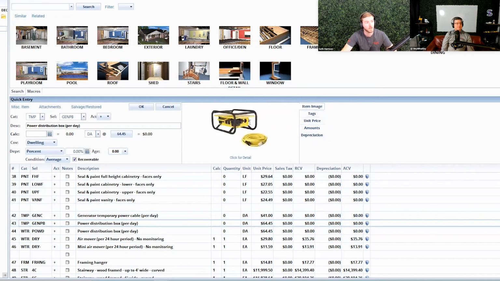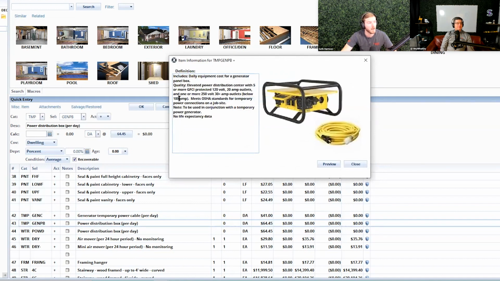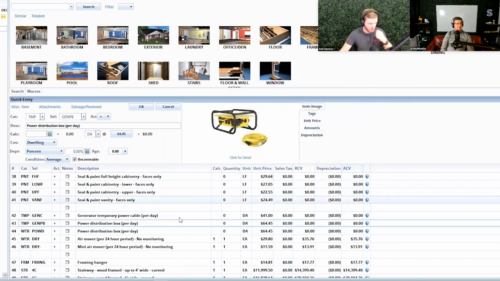This was the existing line items around power distribution box and generator temporary power cables. Please note now that these line items say below 100 amps here. So the existing line items are below 100, and we have new line items with the greater than sign that represent greater than 100 amp when you're entering power distribution boxes and temporary power cables and cable ramps.